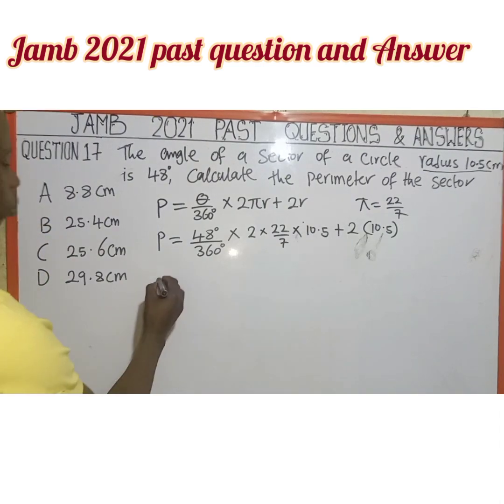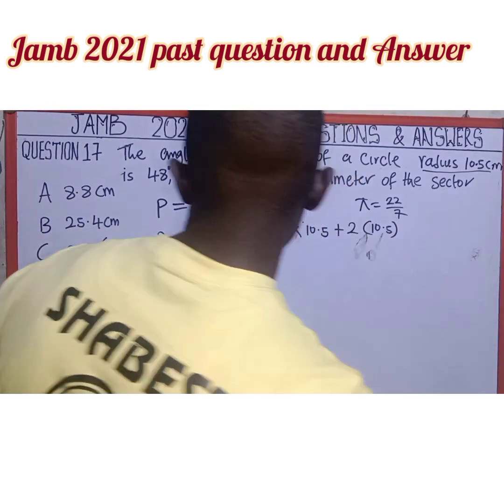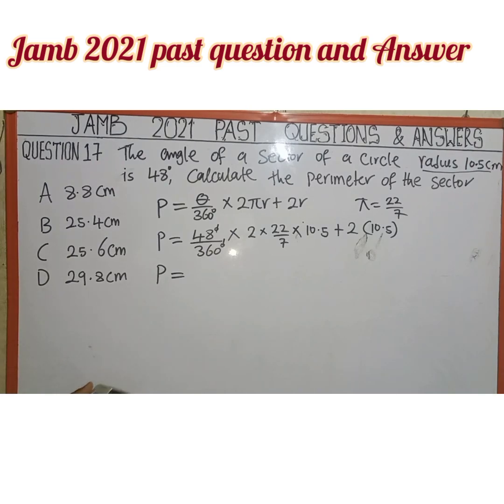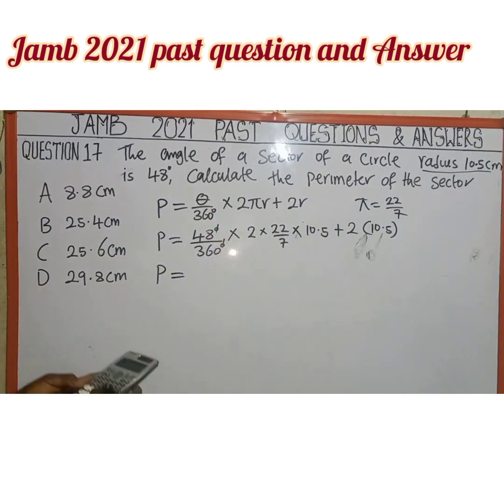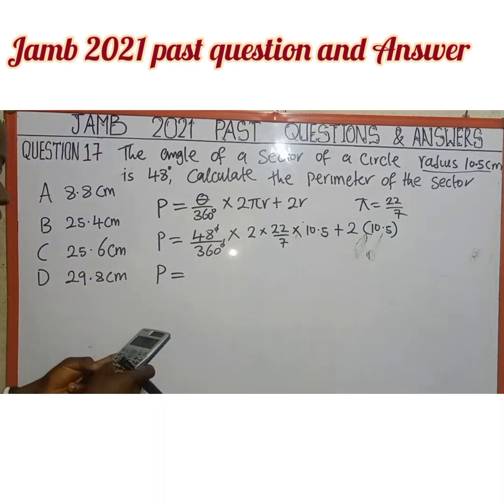So let's simplify. Remember calculator is allowed in JAMB, it's on the desktop. So we have degree cancel degree, so we can multiply it directly since it's multiplication. So we have addition here, so we are going to have 48 divided by 360, then multiply by 2 multiplied by 22 is going to give me 44, then multiply by 44 divided by 7, then multiply by 10.5, then plus 2 multiplied by 10.5.